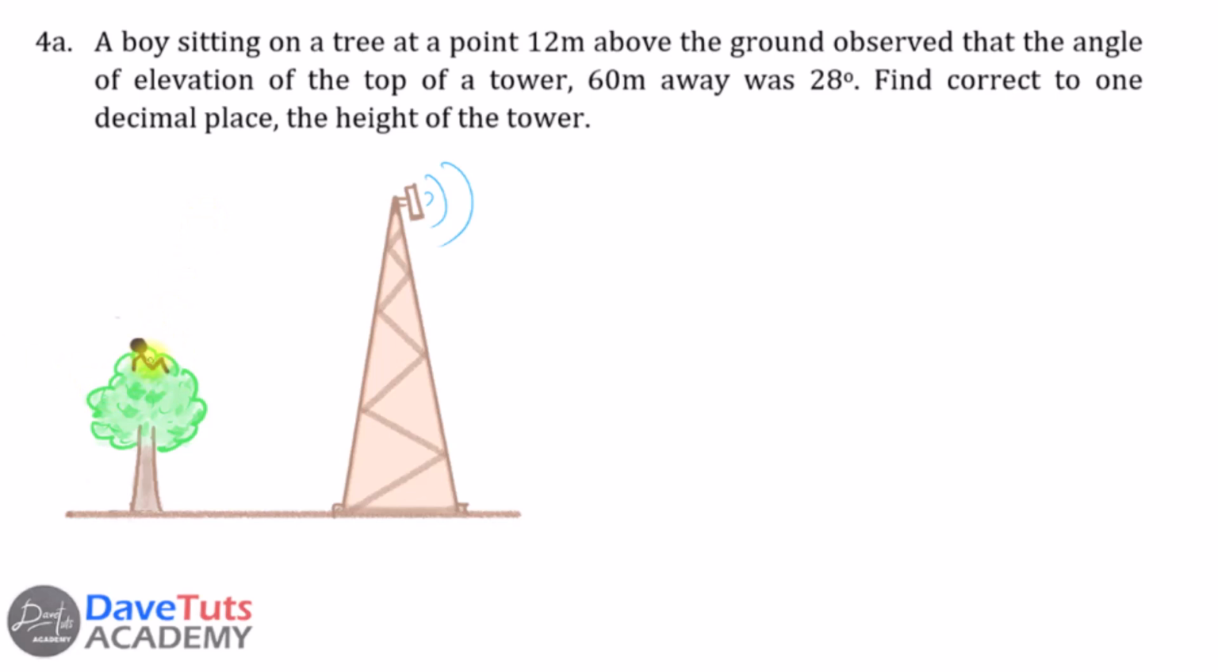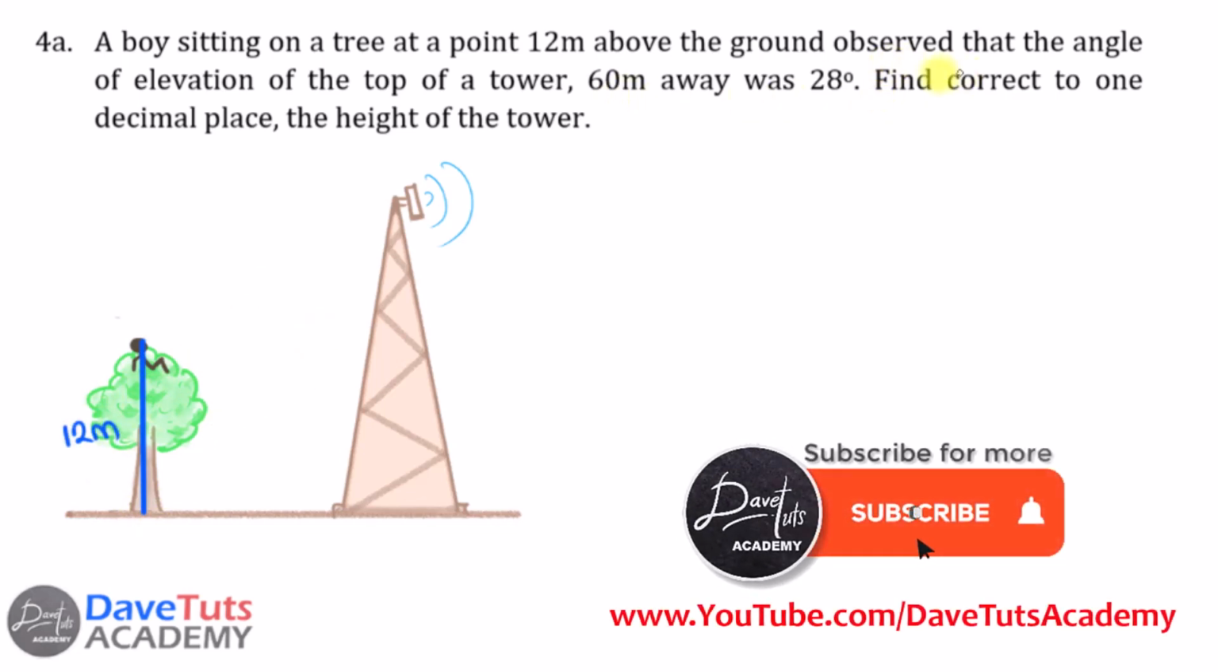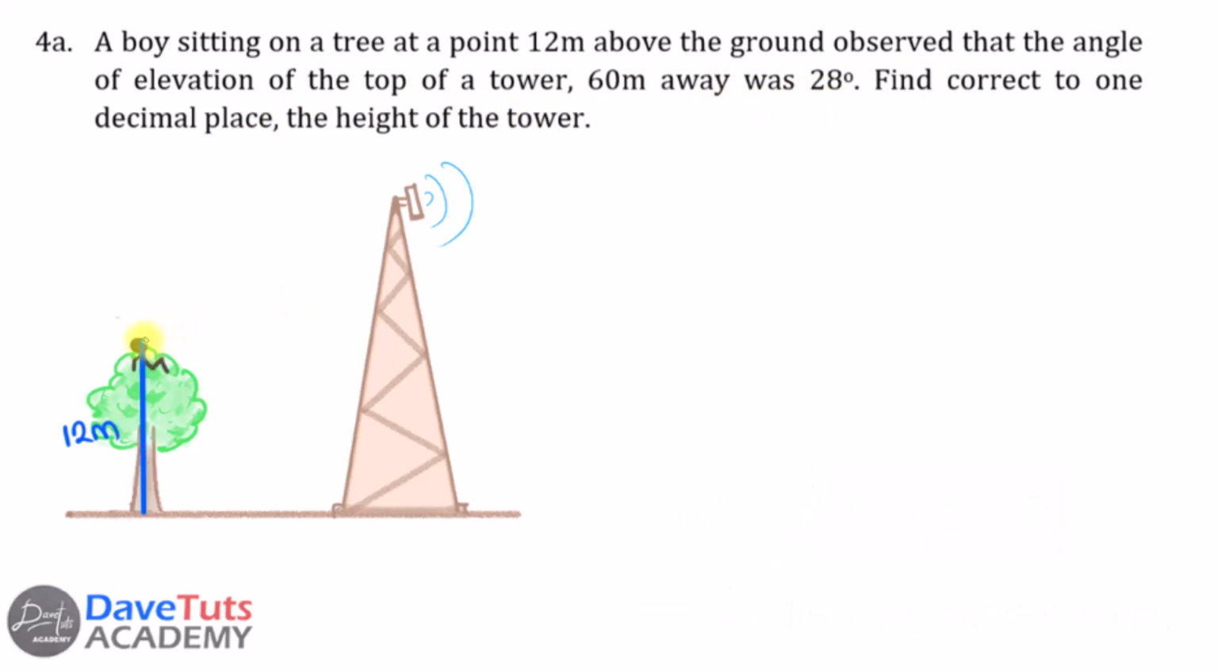Now this is the boy, and we are told that he is 12 meters above the ground. So from his height level to the ground we are looking at 12 meters. Now we are told that he's observing the top of a tower at an angle of elevation of 28 degrees. That means from his point of perspective horizontally, he's now looking at the top of the tower, so the angle of elevation, this angle, is 28 degrees. Then the tower, we are told, is 60 meters away. So the distance between the boy and the tower, we can say, is 60 meters. We have to find, correct to one decimal place, the height of the tower.